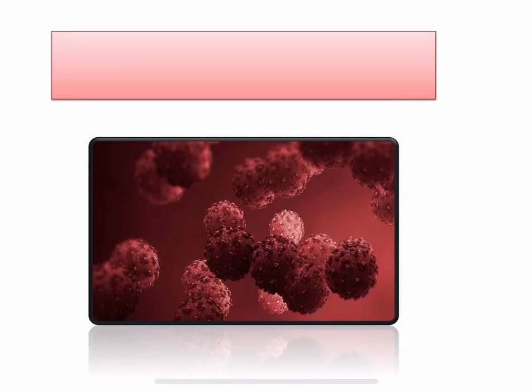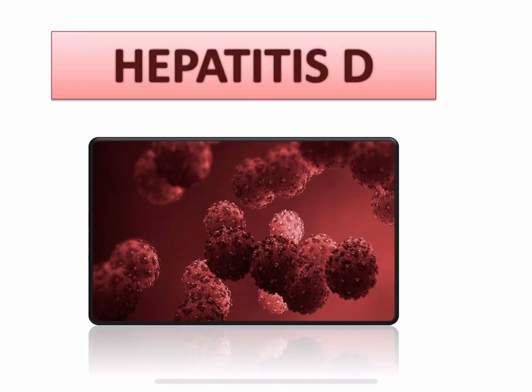Everyone, in today's session, we are going to discuss viral hepatitis D. It is a continuation to the topic epidemiology of communicable diseases in our preventive and social medicine.